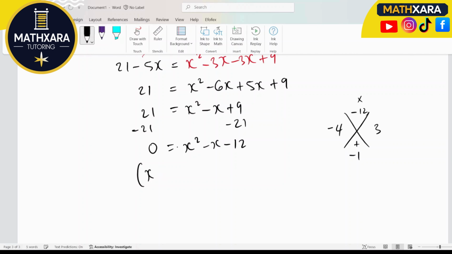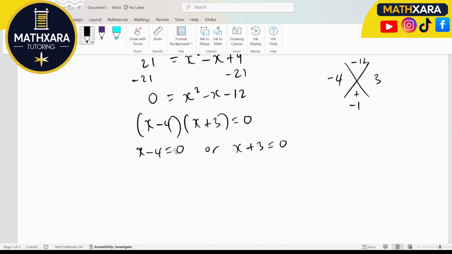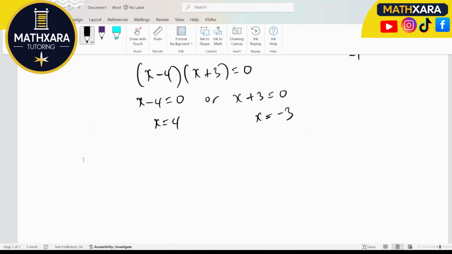which leads us to x minus 4 and x plus 3 equals 0. Let us apply this 0 property that says x minus 4 equals 0, or x plus 3 equals 0. We add 4 to both sides, and we subtract 3 from both sides. Now, similarly, we need to check our answers as we did in the previous question.